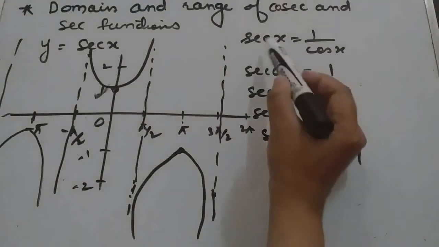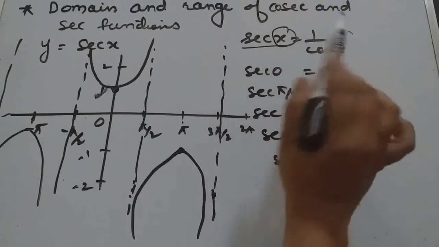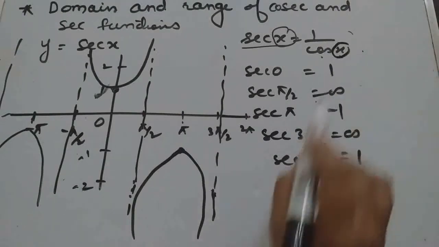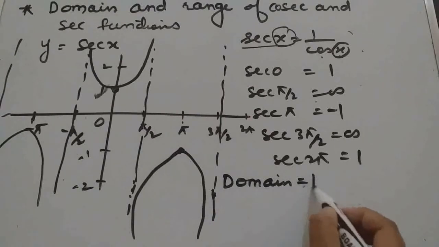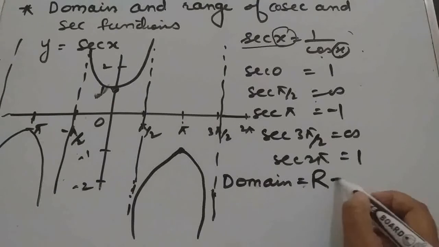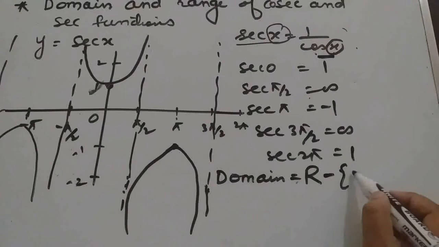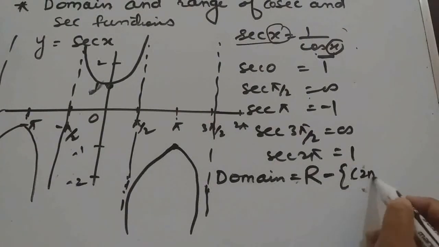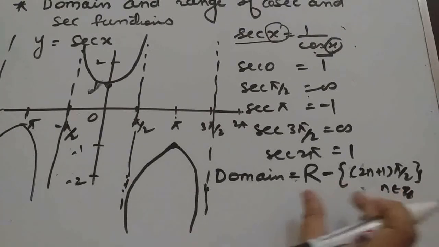Now we know what values sec x should not have, for this function to be well defined. For which values is cos x 0, you know? So for the domain we can write all the values of R, except those values at which this is 0. So x equals 2n plus 1 pi by 2, where n belongs to Z. So these values we should subtract from R.